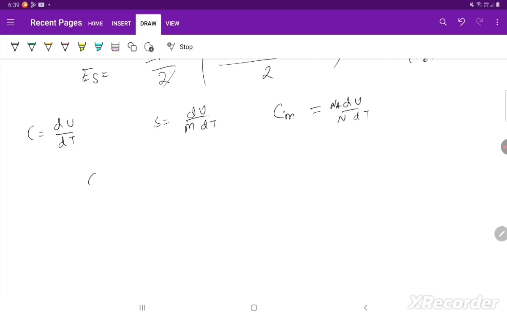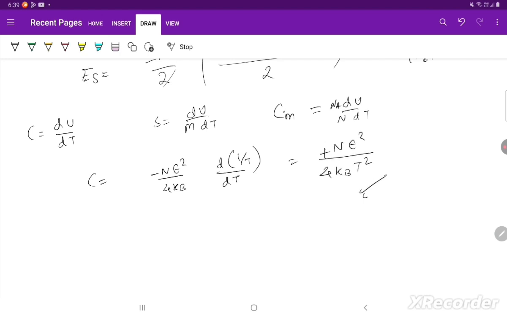So heat capacity is given as minus N epsilon square by 4 kB times d by dT of 1 by T, which will come out to be plus N epsilon square by 4 kB T square, and that's the answer.